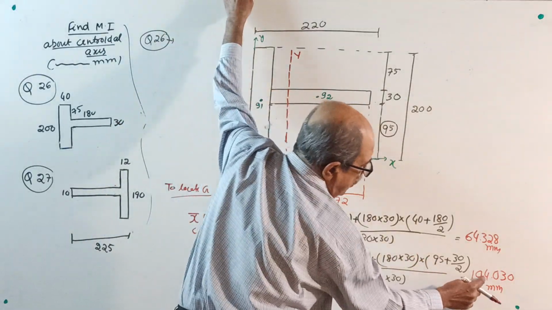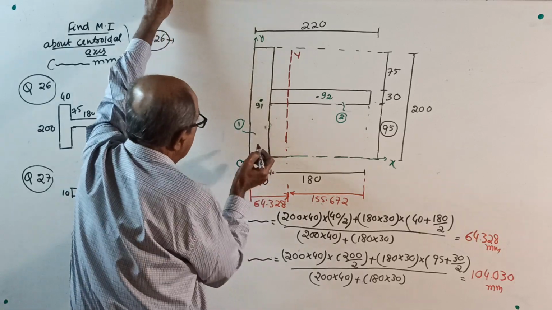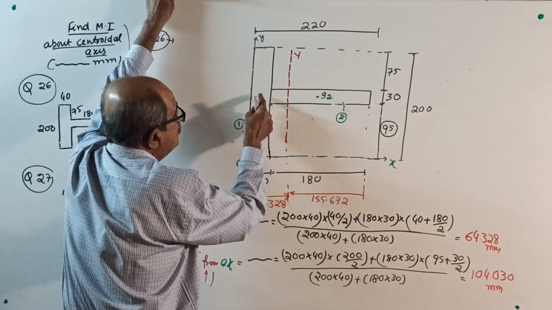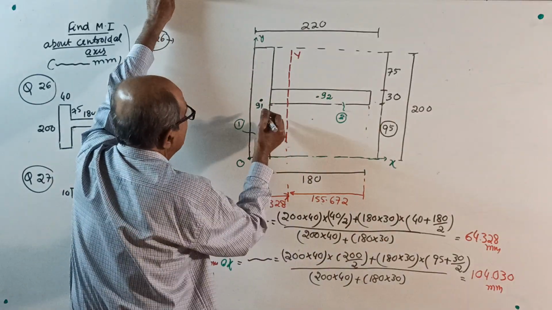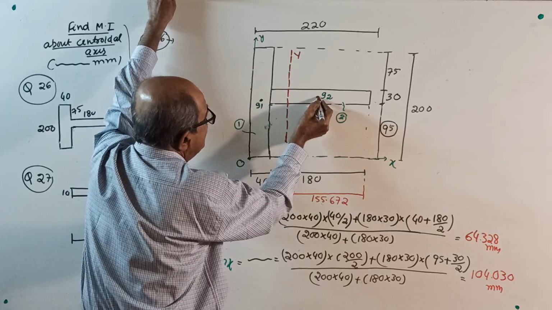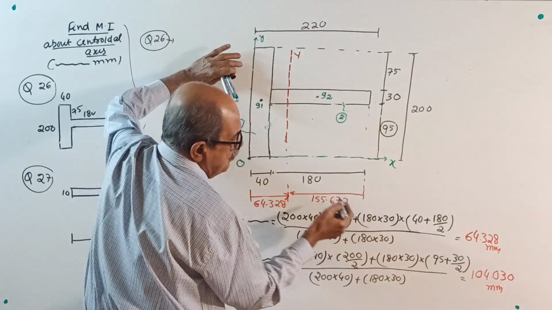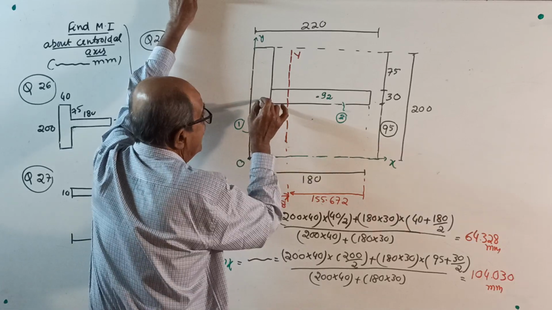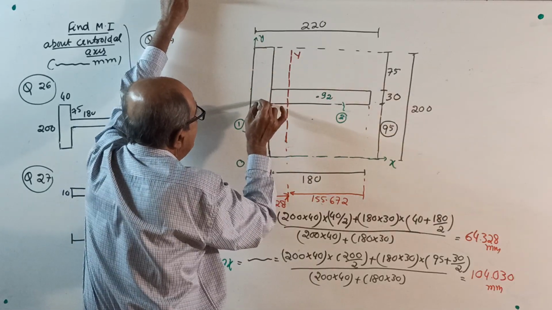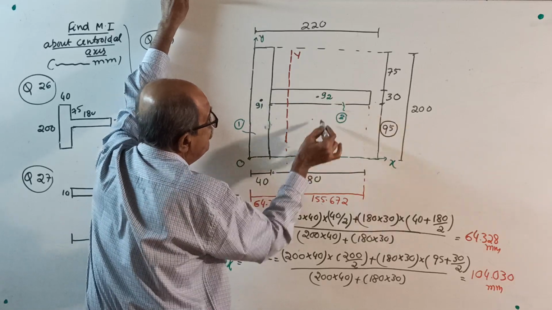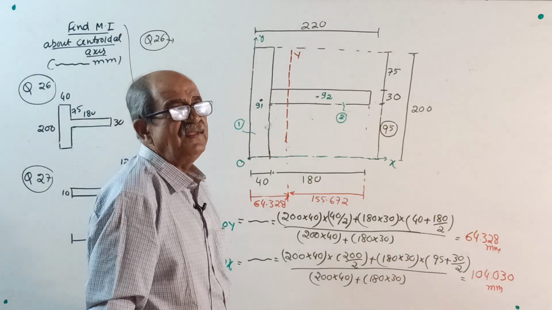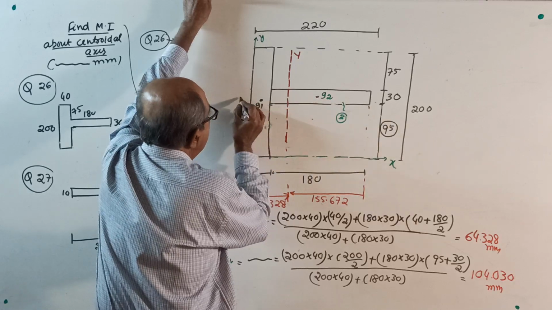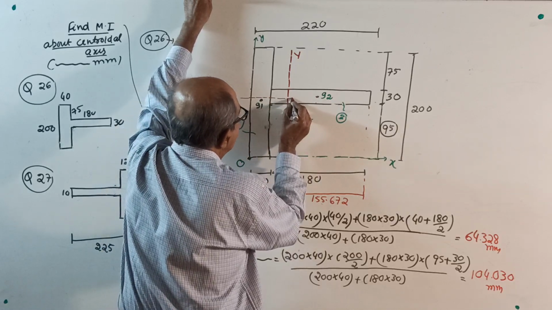Now y bar. How much you got? 104.03. From here, 104.03 means this centroid is at half of 200, is 100. Little more than 100. But is it above this or below this? Check it. From here up to here is 100. Why 100? Total 200. So it is slightly above. But up to here is 95 plus 15, 110. So your xx will come above G1 but below G2. These small points, you should be careful.